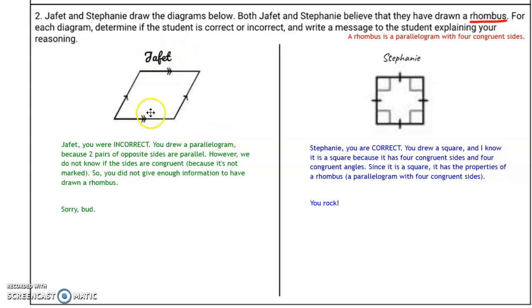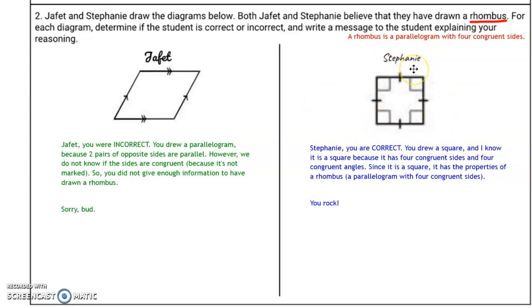All right, Jafet was incorrect. He drew a parallelogram because 2 pairs of opposite sides are parallel. These marks do mean parallel, right? This arrow and this arrow means they're parallel to each other, and these 2 arrows mean they are parallel to each other, but not parallel to the previous ones, which is obvious because this line and this line intersect each other. However, we don't know if the sides are congruent. Nothing here says congruent. Remember, these arrows don't mean they're the same length. These arrows just mean they're parallel to each other. So you did not give enough information to have drawn a rhombus. Sorry, bud.